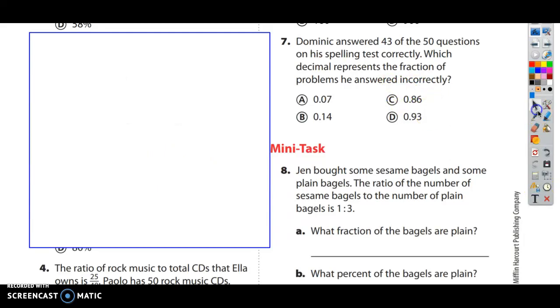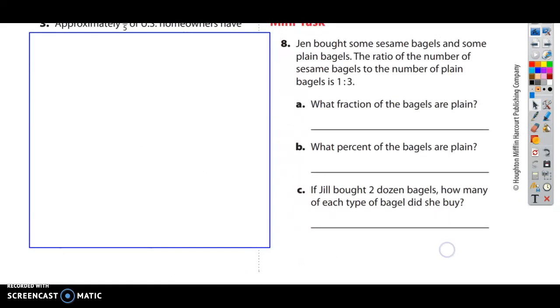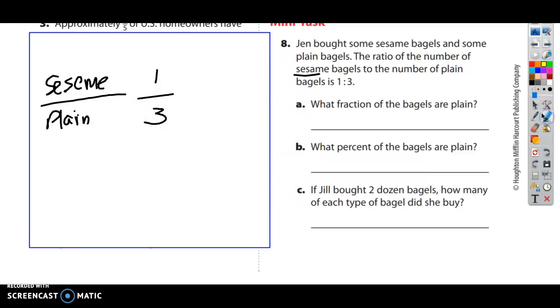All right, let's do number 8. Number 8 reads, Jen bought some sesame bagels and some plain bagels. The ratio of the number of sesame bagels to the number of plain bagels is 1 to 3. So the sesame bagels to the plain bagels. And the sesame bagels are 1 and the plain bagels are 3. So what I'm doing here is I'm taking this information, the ratio of the number of sesame bagels to the number of plain bagels is 1 to 3. And I'm putting it in a fraction.